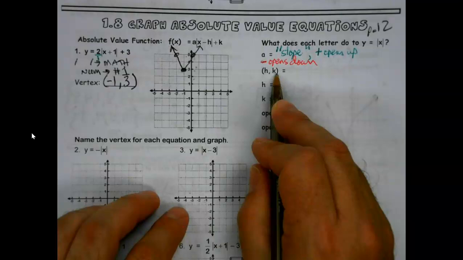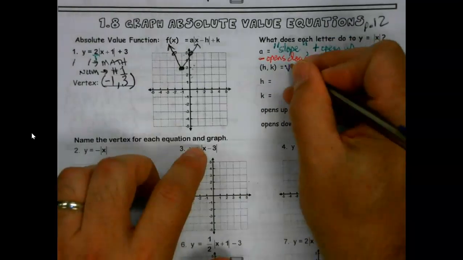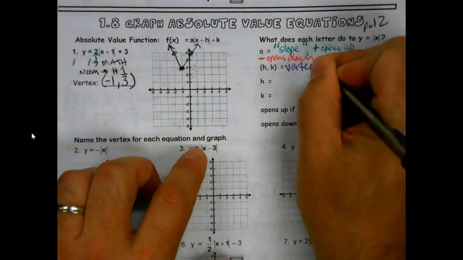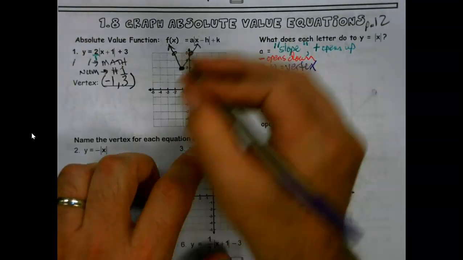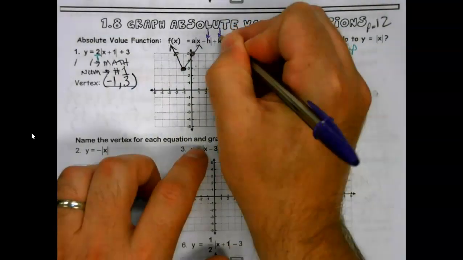H, K, okay? This is your vertex. And I want you to notice something else with that. Here's H, here's K.